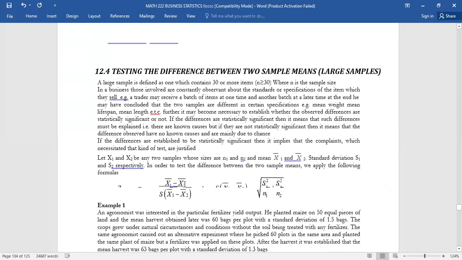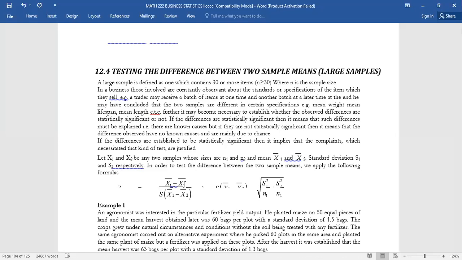So we go to two-tailed, and this is normally for large samples. A large sample is defined as one that contains more than 30 units, where n is the sample size. Those who are constantly involved in looking at the standards or specifications normally do the equality test. In a business, those involved are constantly observant about the standard or specification of the item they sell.